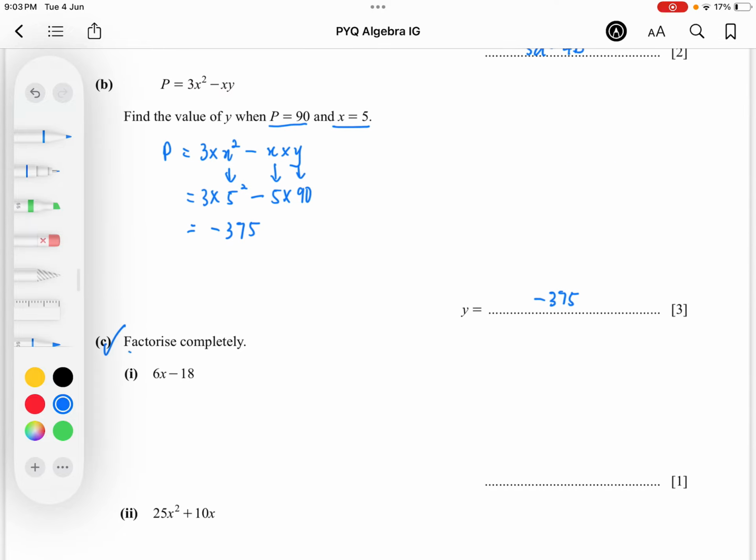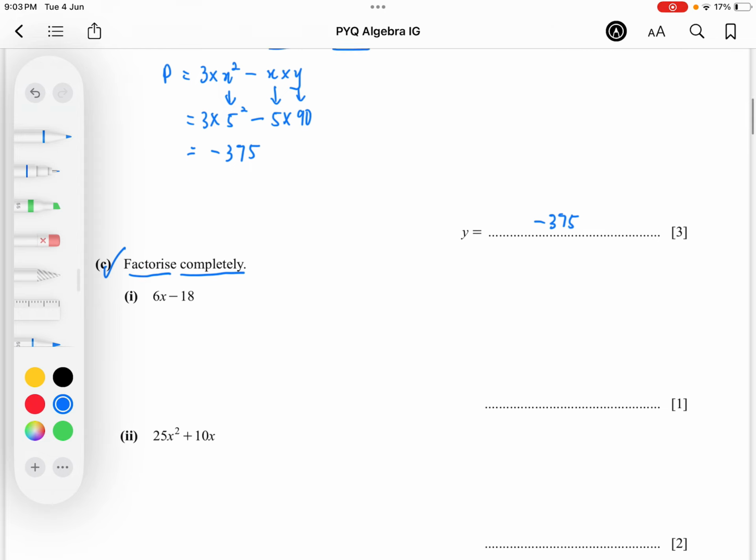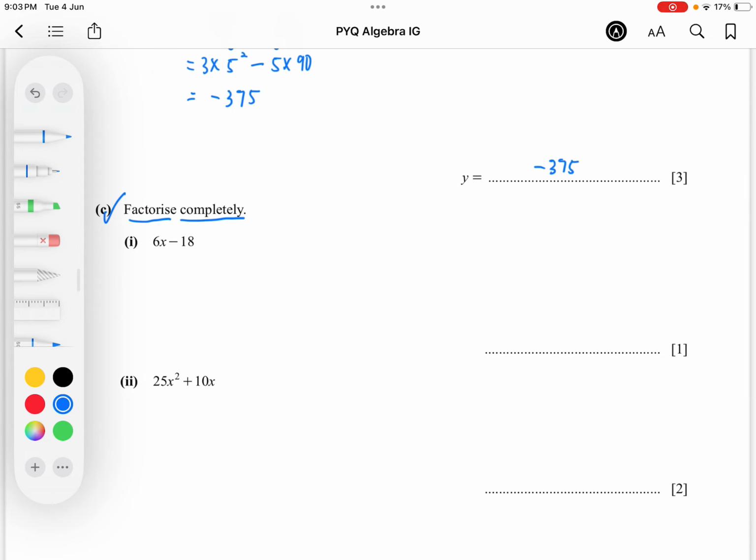Next one, factorize. Now remember, factorize completely, factorize fully, it's the same thing. So what can you divide this with? I can divide it by 2. That gives me 3x. Don't forget the x there. Minus 9 can divide it by 3. That gives me x minus 3. And I stop there because I can't divide x minus 3 by any other number.